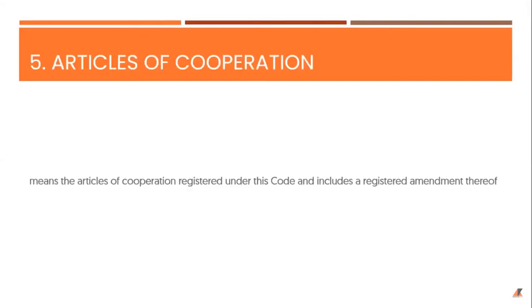Okay? So next we have the Articles of Cooperation. It means the Articles of Cooperation that is registered under the cooperative code, and it includes the registered amendment thereof. Okay? So gaya ng Articles of Incorporation, we also have Articles of Cooperation for cooperatives. So, nandito yung mga very important details with regards to cooperatives. So, later on, pag-aaralan din natin yung mga contents ng Articles of Cooperation.